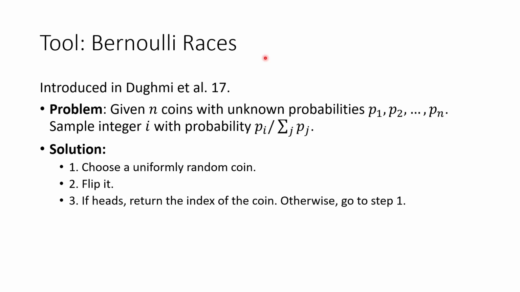In this problem, you're given n coins with unknown probabilities p1 through pn. And your goal is just to sample integer i with probability p sub i over the sum of the probabilities. Note that this sum doesn't have to equal 1. These are just any numbers in 0, 1. And there's a simple solution to this. What you can do is choose a uniformly random coin, choose a uniformly random number between 1 and n, flip that coin, and if heads, return the index of the coin, otherwise go to step 1. You can show that if you do this, you will return integer i with probability exactly p sub i over the sum of p sub j.